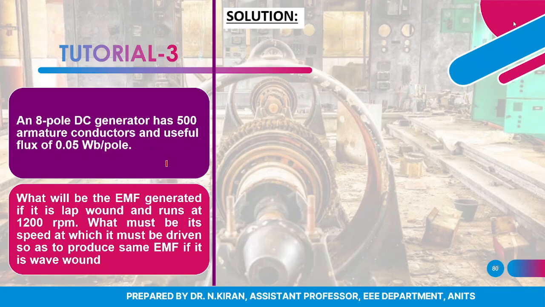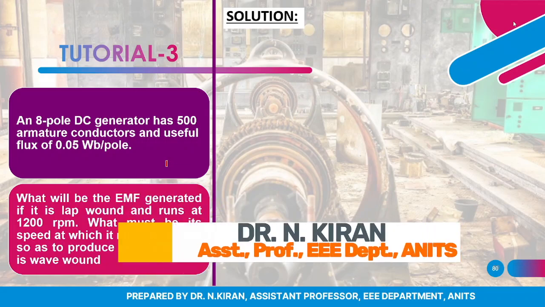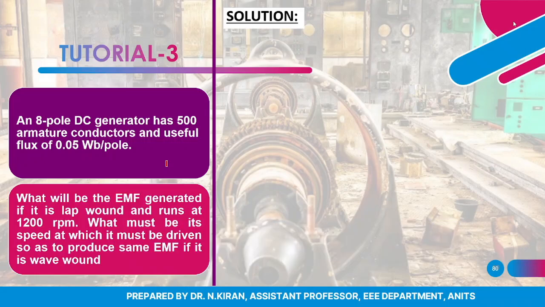The third tutorial: an 8-pole DC generator has 500 armature conductors and useful flux of 0.05 Weber per pole. What will be the EMF generated if it is lap wound and runs at 1200 rpm? What must be the speed at which it must be driven so as to produce the same EMF if it is wave wound? So here we have two cases. First we need to consider lap wound. The second case we need to consider wave wound.